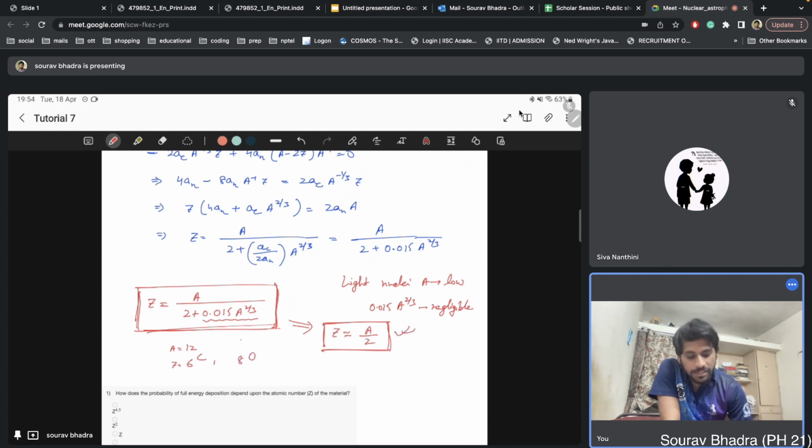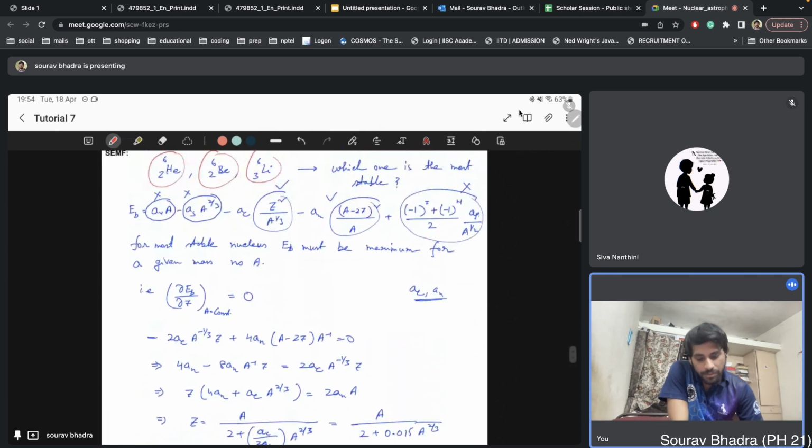Oxygen-16 also follows Z equals A by 2. So this type of element, 2A, is stable because of this. I have calculated why they are stable from the semi-empirical mass formula.